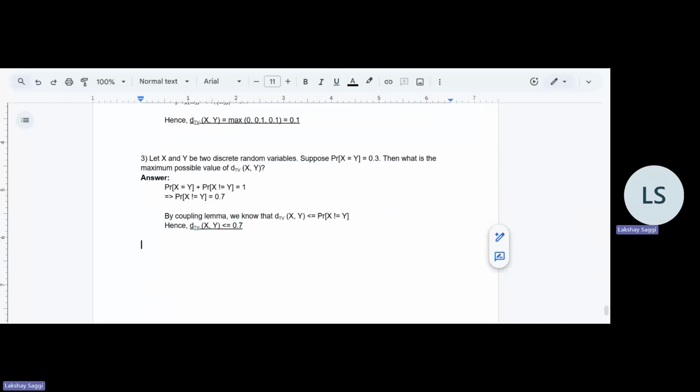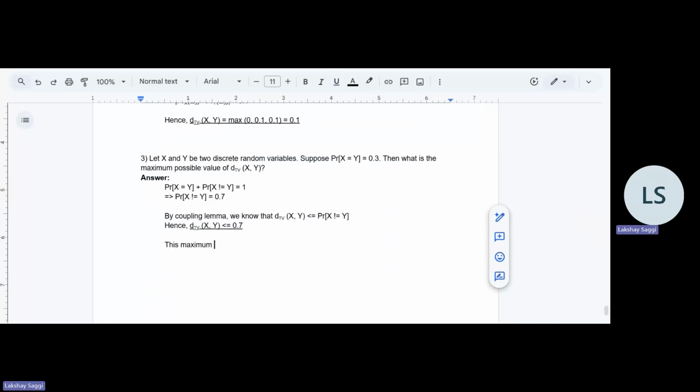But as I described previously, we are asked what is the maximum possible value. While this upper bound comes from the coupling lemma, usually for finding the maximum possible value, you don't just need to show an upper bound. You also need to show a matching instance at which this value is actually achieved. So can we show random variables x and y such that the probability that x equals y is 0.3, and the total variation distance between x and y is actually 0.7?